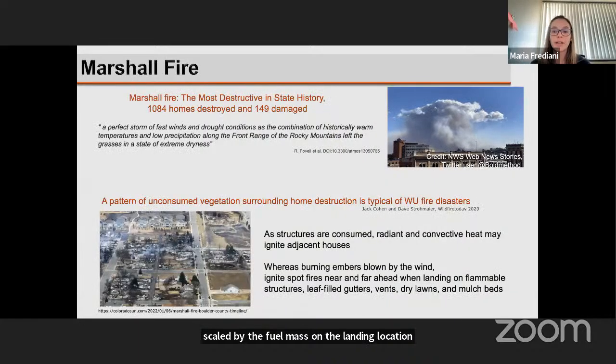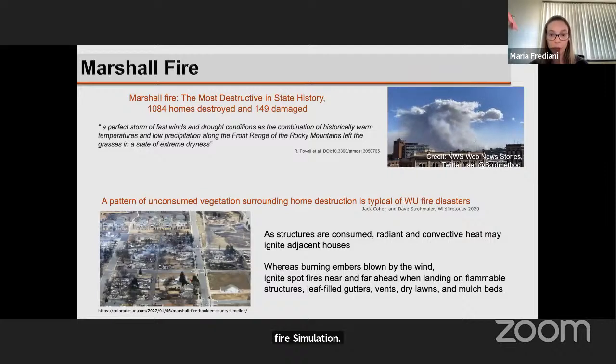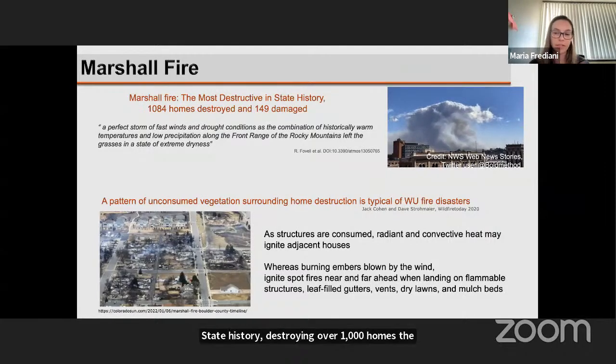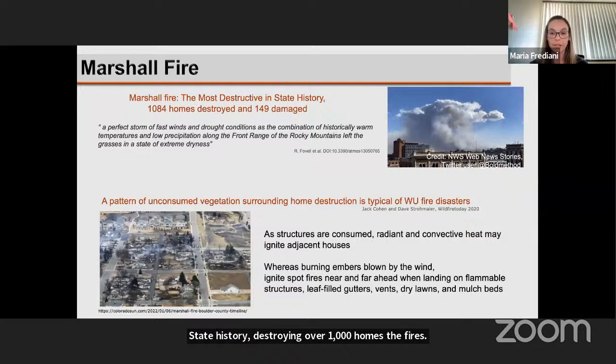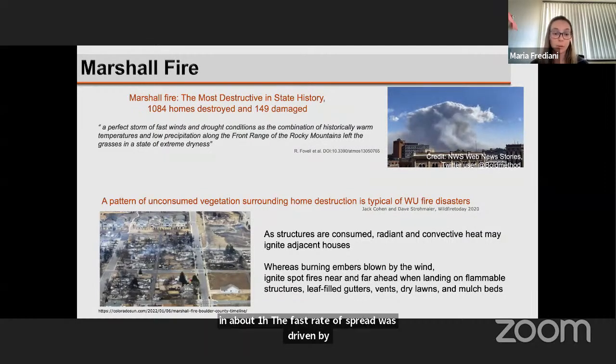The Marshall Fire is arguably the ideal case to illustrate the importance of modeling embers in a fire simulation. The Marshall Fire was the most destructive in the state history, destroying over 1,000 homes. The fire started as a grass fire in the outskirts of Boulder and reached the residential area in about 1 hour. The fast rate of spread was driven by extreme high winds from a downslope windstorm.